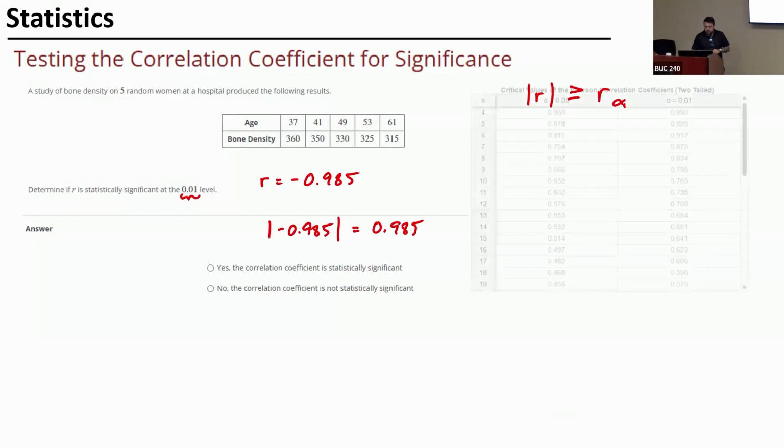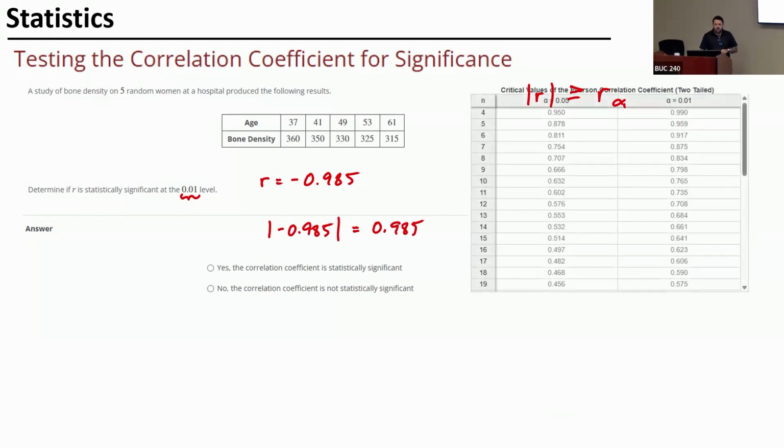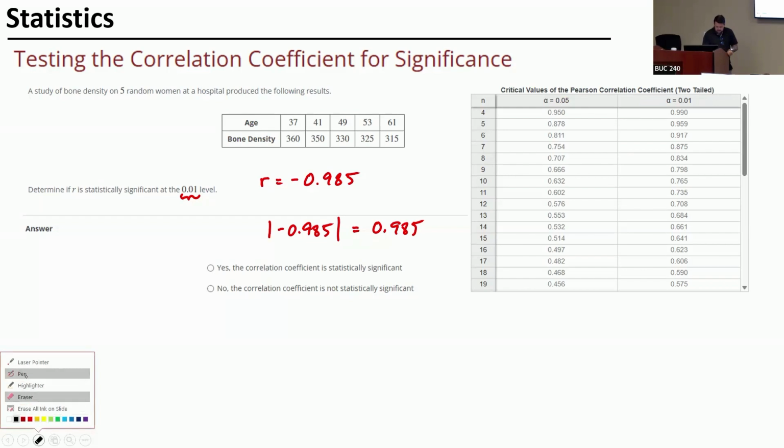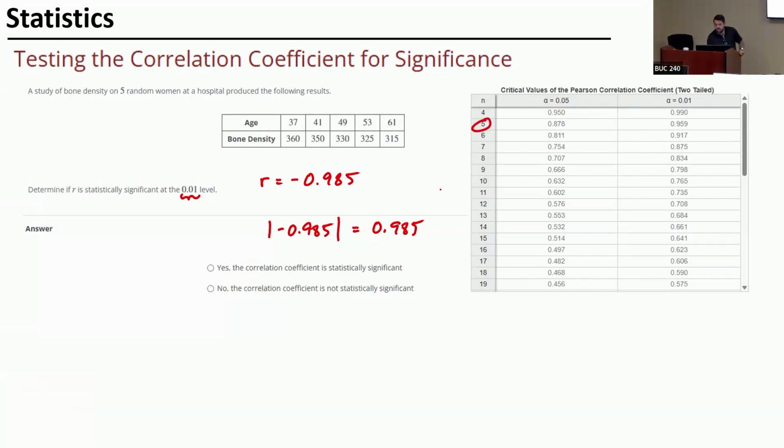Well, good news. There's your chart. Let me erase that little alpha there so we can see better. And notice here, the very top of it, I've got an alpha of 0.05 or an alpha of 0.01. Well, I've also got samples. How many samples do I have? 5, exactly. So I'll come in here and I'll look at the 5. I also notice I'm looking at this 0.01. Where do they match up at? Oh, look right there.